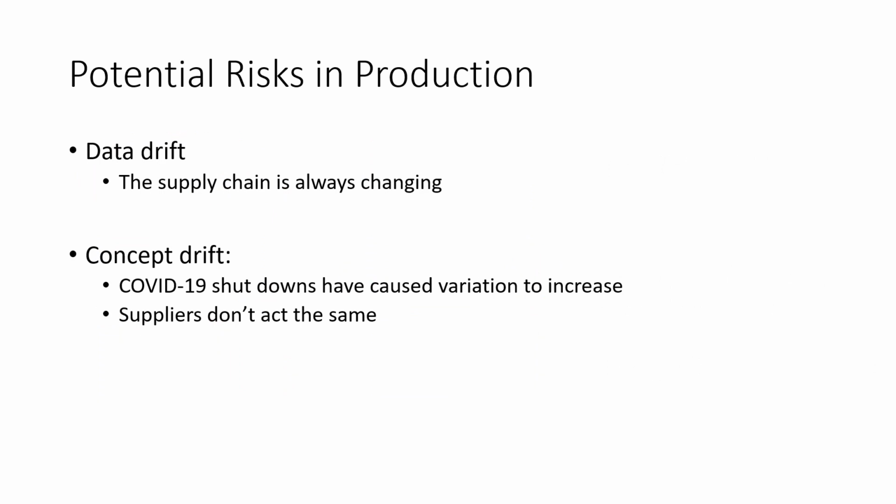There are really two main concerns I have for potential risk in production. And the first is data drift. The supply chain is always changing. We're always changing suppliers, getting new suppliers. Suppliers are always changing the ways they behave. Sometimes companies merge, they split apart, and that really changes the data that's coming into the model.